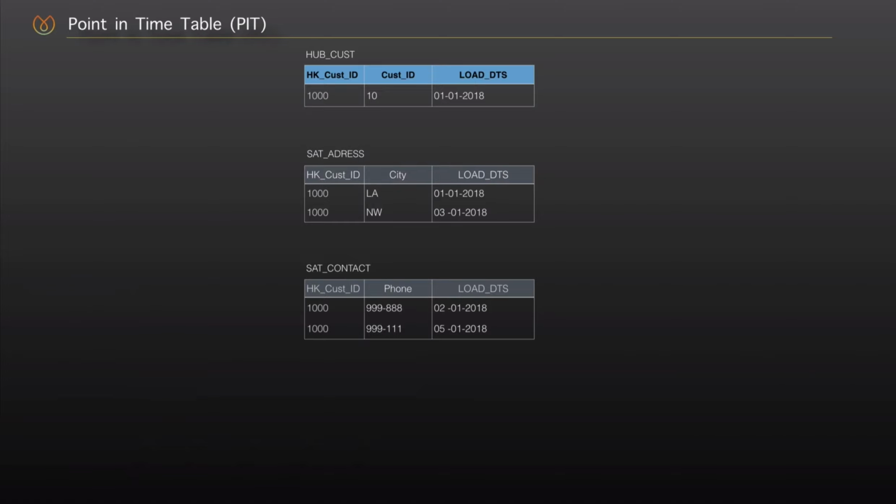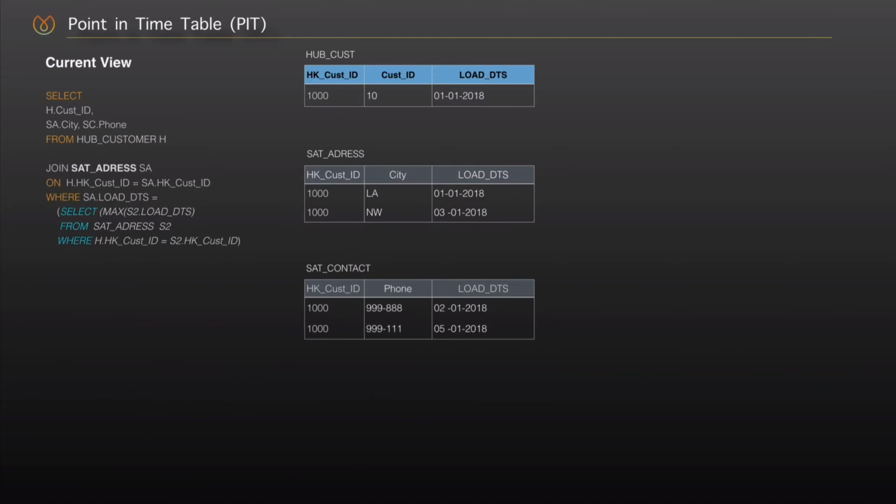Here, when we would like to get the current view, we need to access New York as a city and 999 and 111 as phone numbers. This will usually require some form of nested subquery. So we calculate the latest load date from the address satellite in a subquery and join with the hub. So we access the latest city where she was living. If you want to include the data from one or other satellites, the query gets a bit more complicated. So we need to add additional clauses for every additional satellite table accessed.